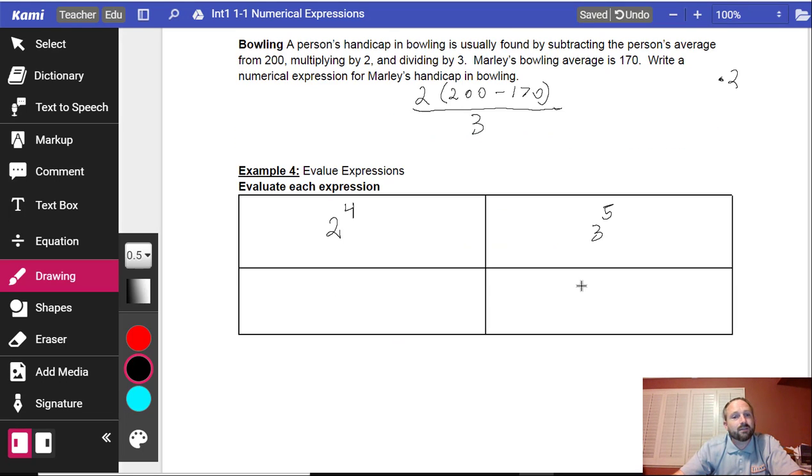Next up, evaluate expressions. Okay, well, we can simplify things. So if it says 2 to the 4th power, this is really 2 times 2 times 2 times 2. 3 to the 5th power would be 3 times 3 times 3, and then 2 more times, because how many times is it multiplying itself? 5 times. How many for the 2? 4 times.